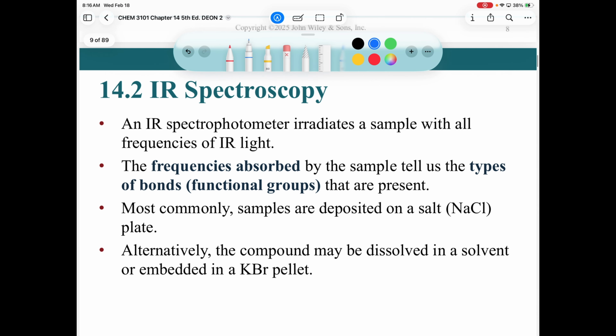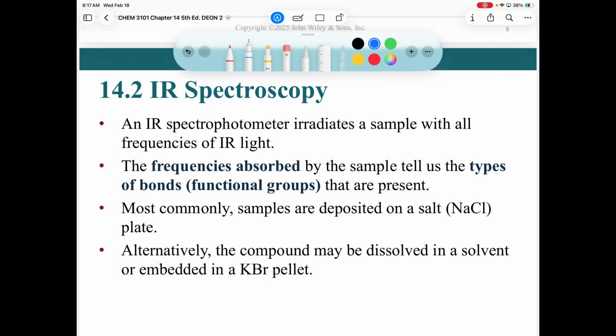So an infrared spectrometer is going to irradiate, which just means shine, the sample with all frequencies of infrared light. And in the instrumentation room in our organic chemistry lab here, if you guys have taken a melting point yet, you might have noticed that there are two infrared spectrometers in there. If you don't know which ones they are, just ask your TA or your instructor, and they can show you which instrument is the infrared spectrometer.